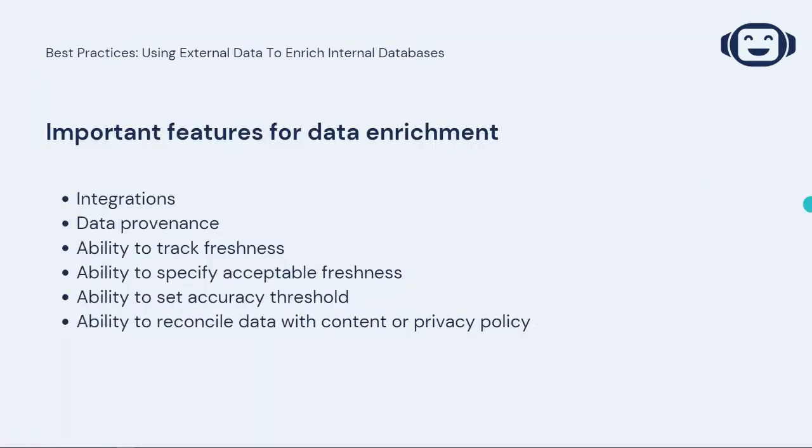So next up, what features are important for data enrichment? Some of the types of things you should evaluate in a data enrichment solution include things like integrations. You can pull the data right into where you need it, where you want to work on the data. Data provenance, particularly the ability to see where and when facts are sourced. The ability to track the freshness of data. The ability to specify what freshness you need in your data. The ability to set a threshold for how accurate data should be, and the ability to reconcile external data with your content or privacy policy.